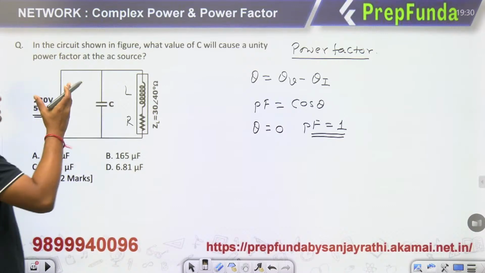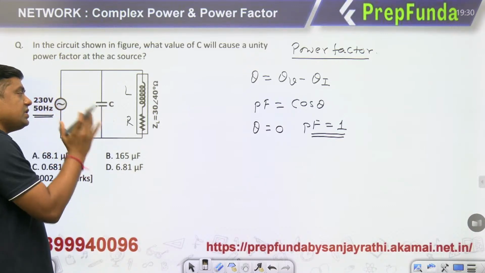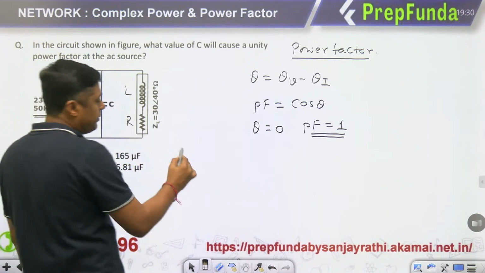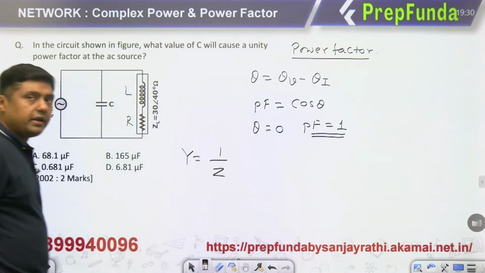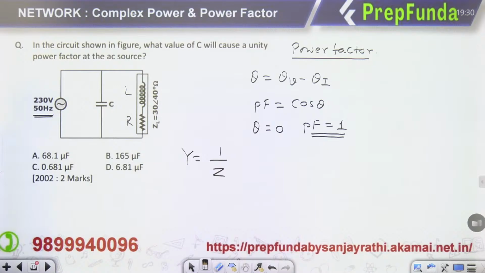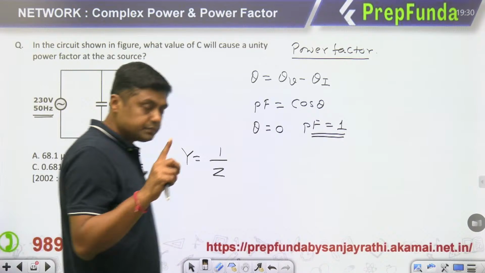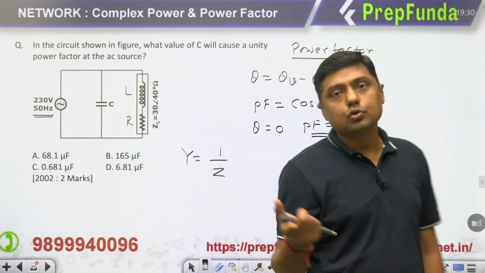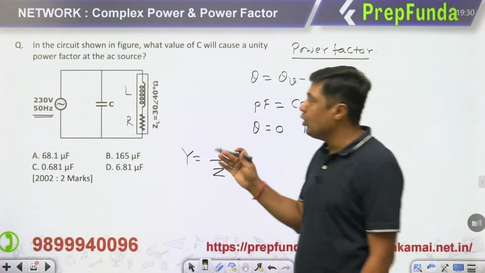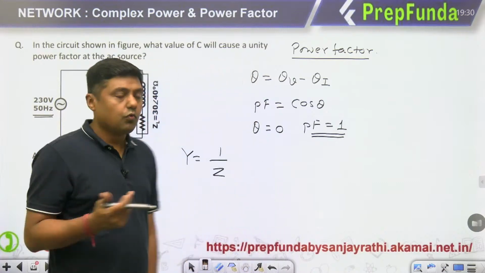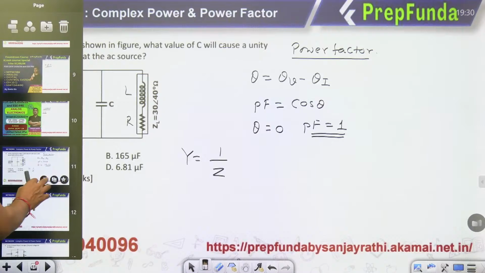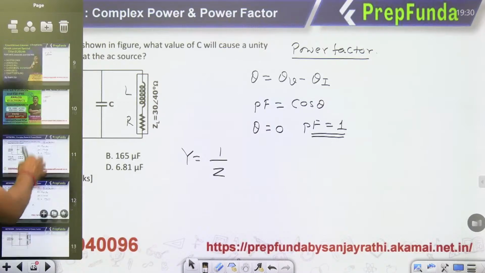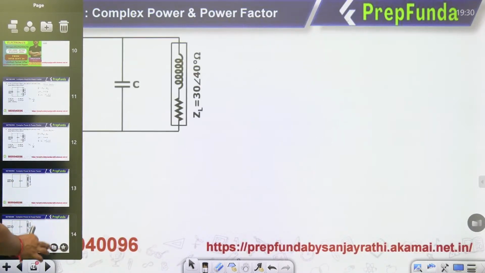Since it is in parallel, it is very easy to find the admittance. What is the admittance? 1 by Z, right? Then you will get the imaginary part and real part. You can make the imaginary part equal to 0, so that you will get the value of C. Now watch how we are going to calculate it. If you want unity power factor, you have to do this.